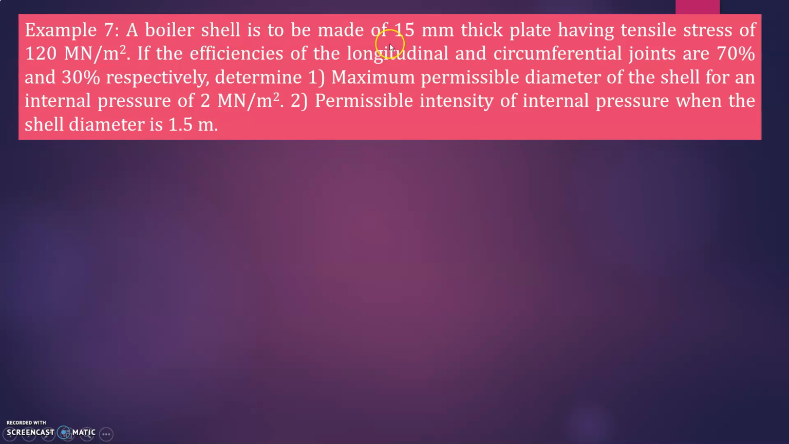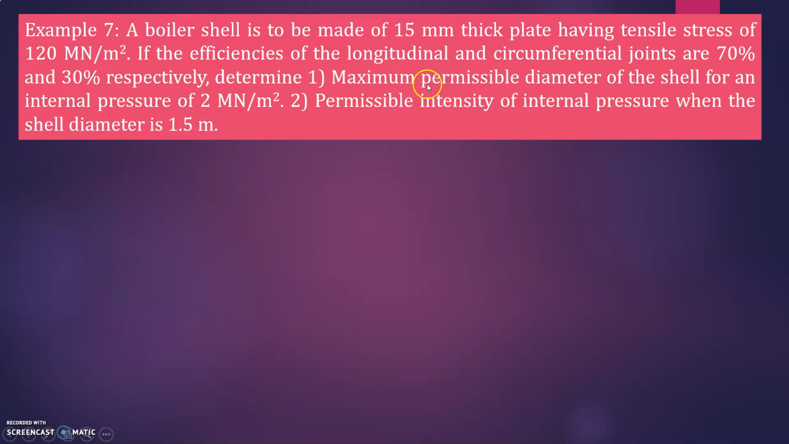A boiler shell is to be made of 15 mm thick plate having a tensile stress of 120 MN/m². If the efficiencies of the longitudinal and circumferential joints are 70% and 30% respectively, determine two things: the maximum permissible diameter of the shell for an internal pressure of 2 MN/m², and second, the permissible intensity of internal pressure when the shell diameter is 1.5 meter.